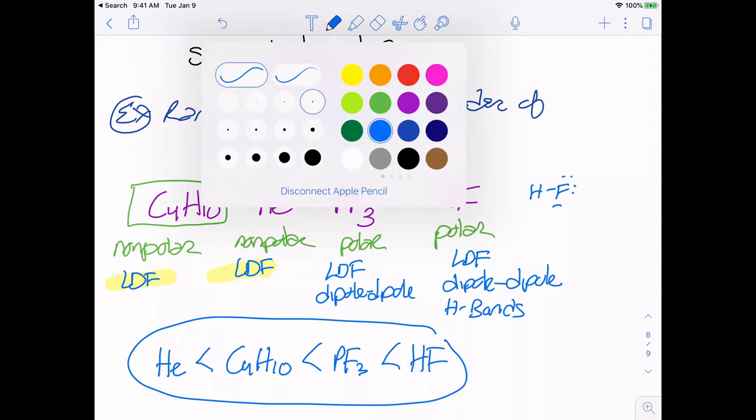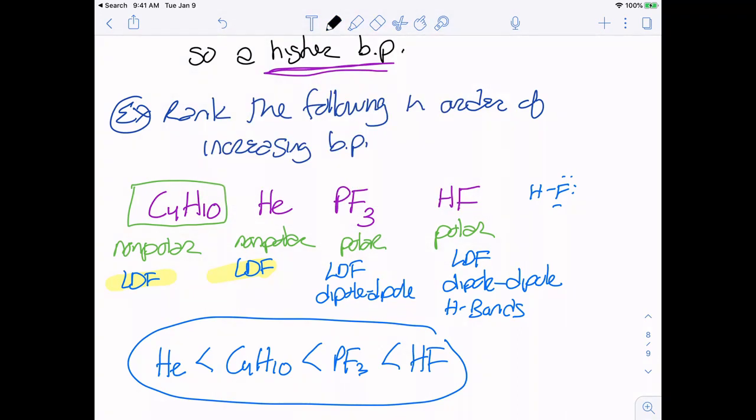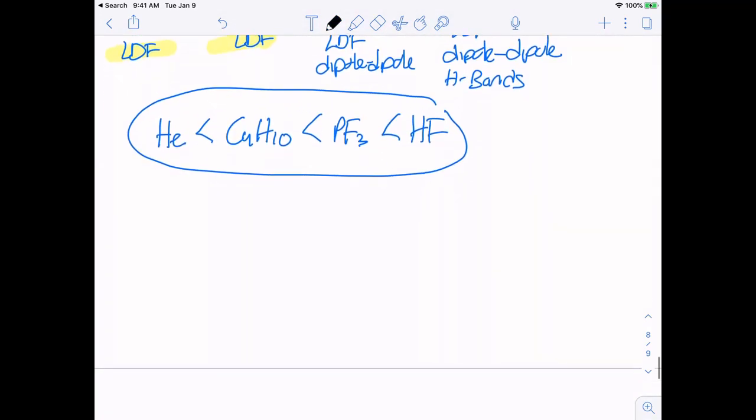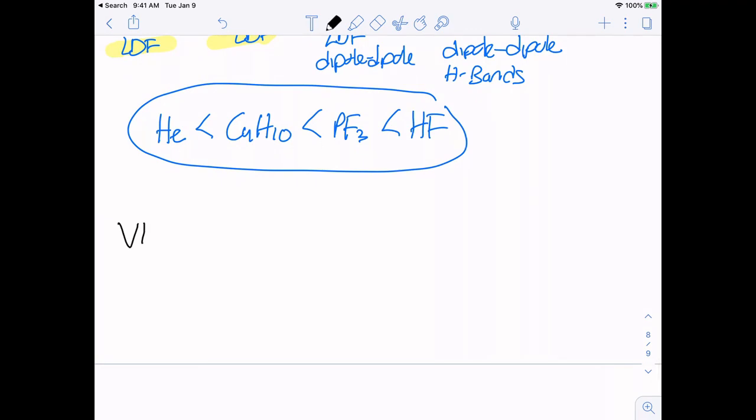The next couple we're going to look at are going to be very similar to that. So this next one is viscosity. And viscosity is defined as a substance's resistance to flow. So if you were to pour it, does it flow really well or does it not flow very well? If it doesn't flow very well, then it has a higher viscosity.